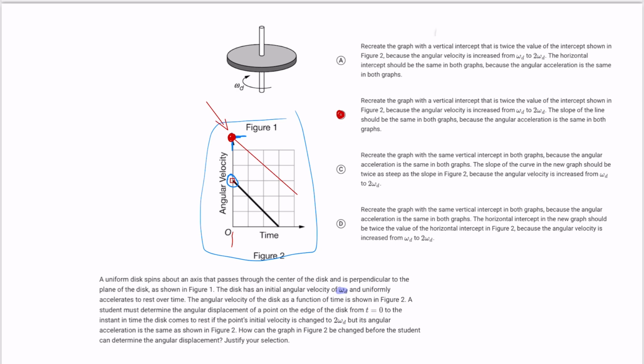C says, recreate the graph with the same vertical intercept on both graphs. Okay, already no. We don't want the same vertical intercept on both graphs, because we know they have two different initial angular velocities. So C's out. Of course, A was out already too. And then D says, recreate the graph with the same vertical intercept in both graphs. No, again, we don't want the same vertical intercept. We need the vertical intercept twice as high. So the only answer we have left here is B.